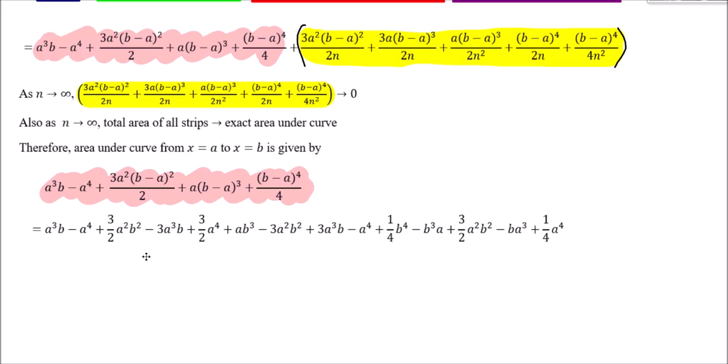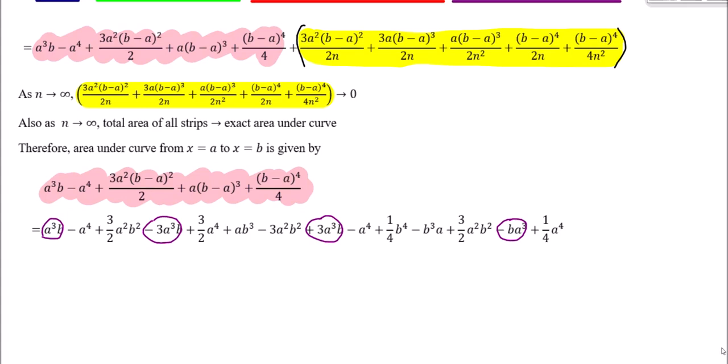And if you have a look now, we've got different types of terms which can then be grouped together. So I've got some terms involving a cubed b. If I were to ring those, this is to help you. So I've got a cubed b over here. That's a b cubed a. That's a cubed b, and so on. I've got a to the power 4. Different terms. In fact, you can do the rest. It's a slog.